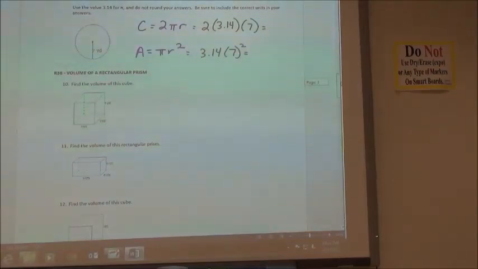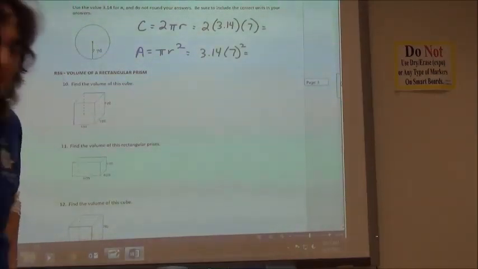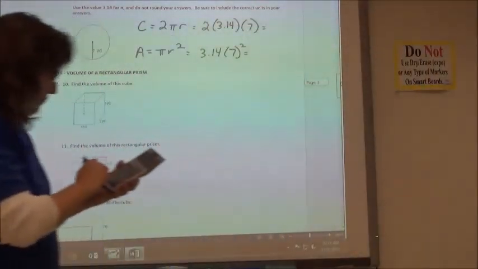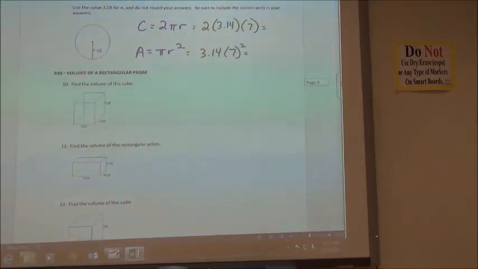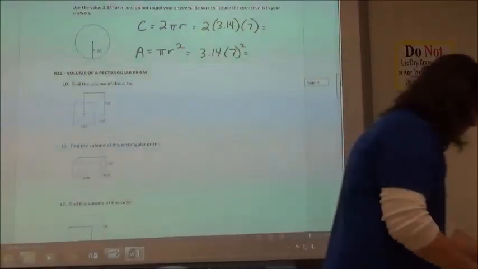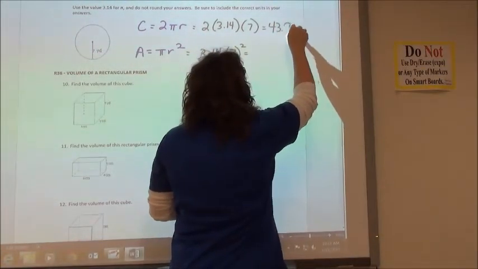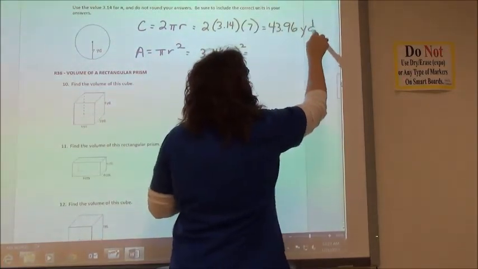So for my circumference, we have 2 times 3.14 times the radius, which was 7. Two times 3.14 times 7. Yeah, I'm not getting that. Oh, I squared it. Sorry. Okay, 43.96. And my label, just plain yards.